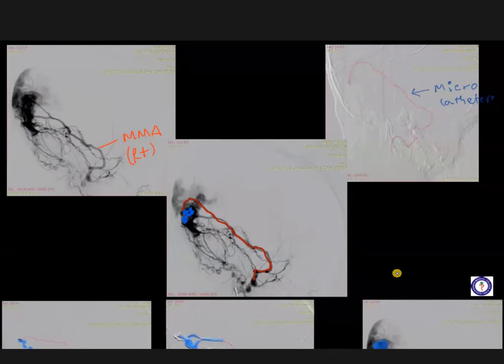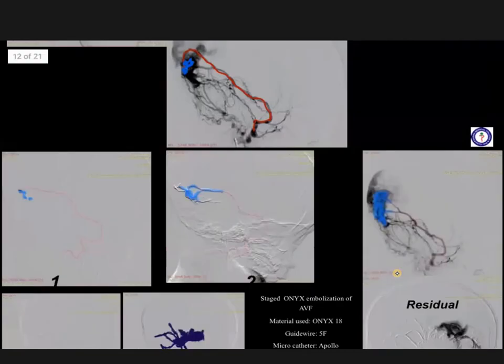On the right side, we can see the middle meningeal artery with distal branches, and how it is supplying the dural sinus malformation at the torcular region. So on the right side, the microcatheter will be put as distal as possible at the fistula point. This is the microcatheter we can see here. Then we will put in our liquid embolic agent.